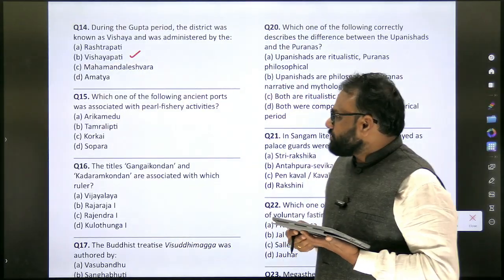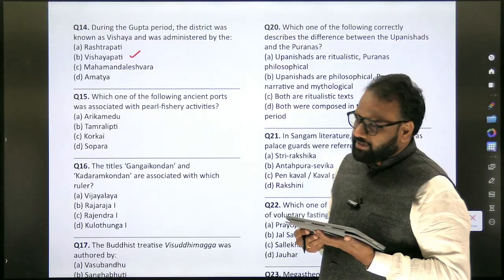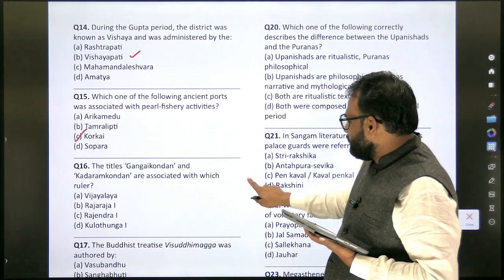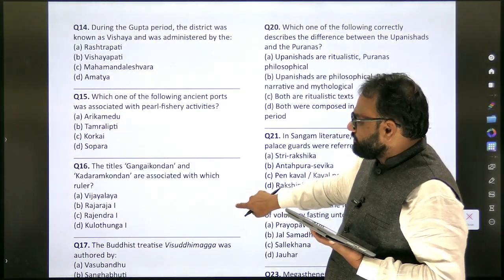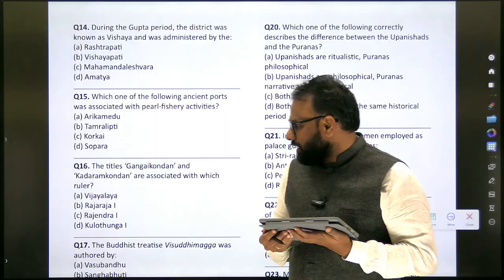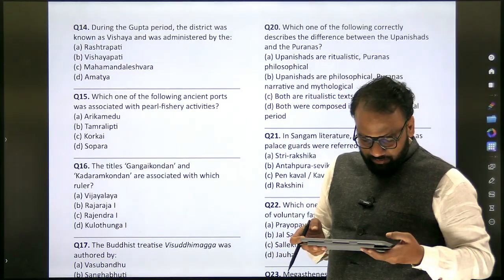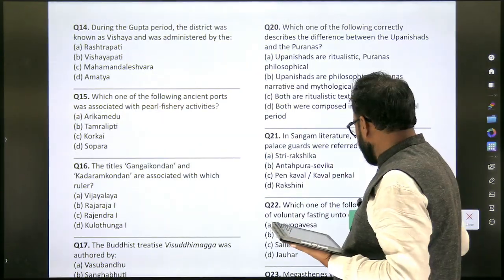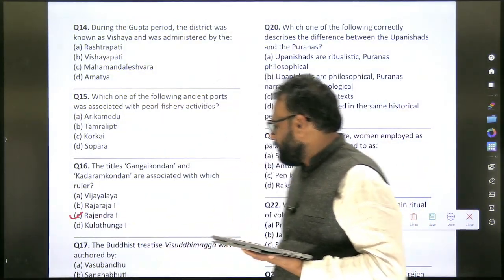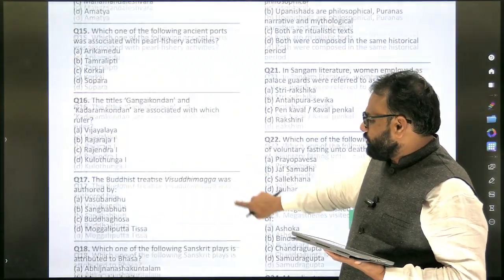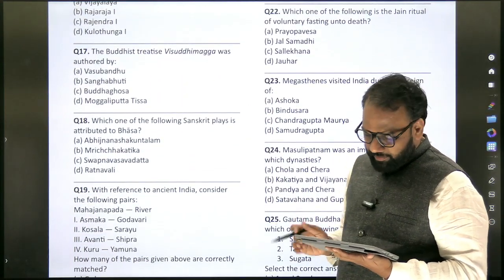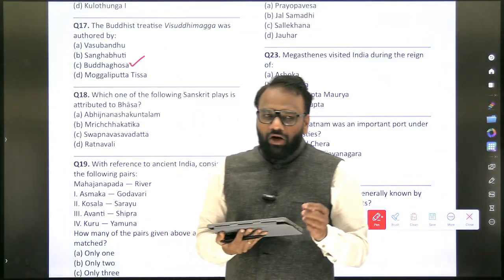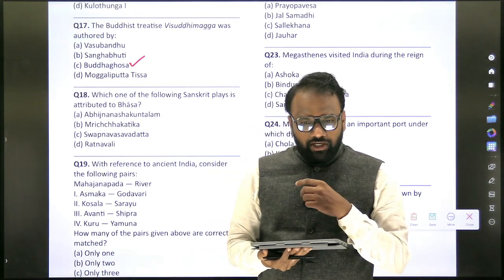Next, which one of the following ancient ports was associated with pearl fishery activities? Yes, Korkai. The titles Gangai Kondan and Kadaram Kondan are associated with which ruler? Rajendra 1. Okay. Next, the Buddhist treatise Vishuddhimagga was authored by? Buddhaghosha. Okay.